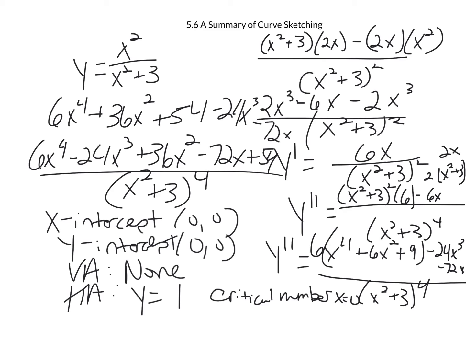And I just noticed a little mistake here. If we look over here, when I was doing this multiplying, 2 times 2x is 4x, and 4x times 6x should be 24x squared. And then when I distribute it, it should be negative 24x to the 4th.